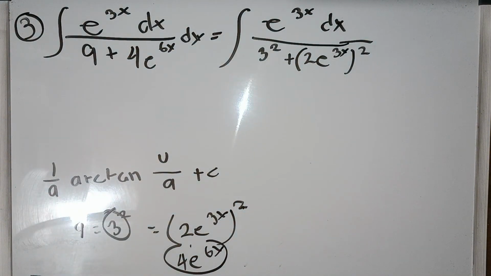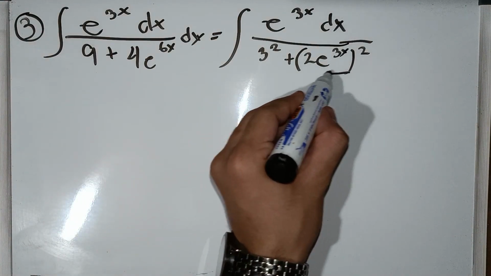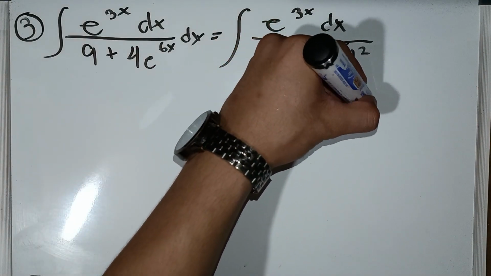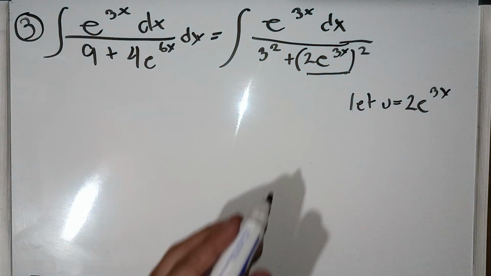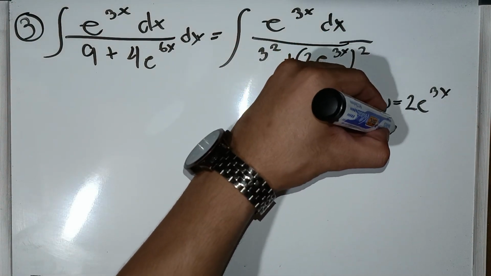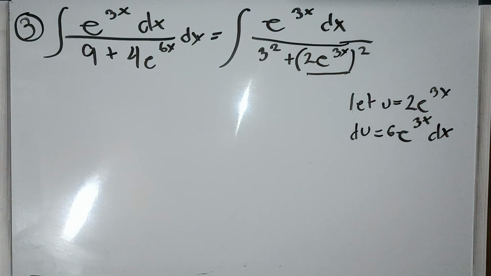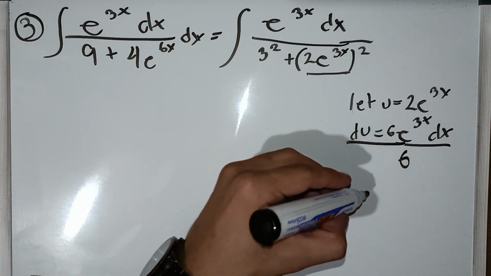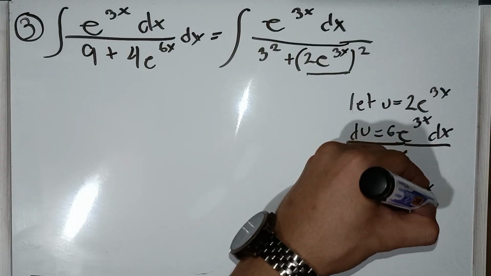Since we have our u here, let's get its derivative. Let u be equal to 2e raised to 3x, and its derivative is equal to 2 multiplied by 3, so 6e raised to 3x dx. Since we don't have a 6, let's divide this by 6 to cancel it. So du all over 6 is equal to e raised to 3x dx.